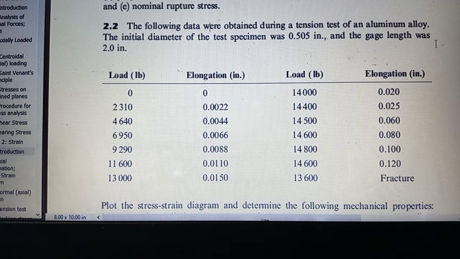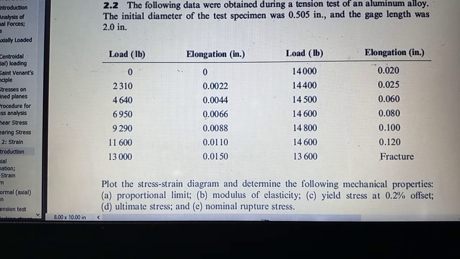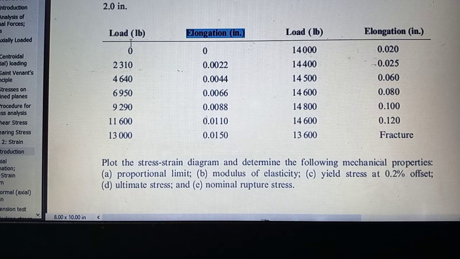The problem states that the following data were obtained during a tension test of an aluminum alloy. The initial diameter of the test specimen was 0.505 inch and the gauge length was 2 inch. So these are the given data: load and elongation. This is just a continuation of the load and elongation. It starts from 0 and gradually increases its load until it comes to fracture, where it fails.